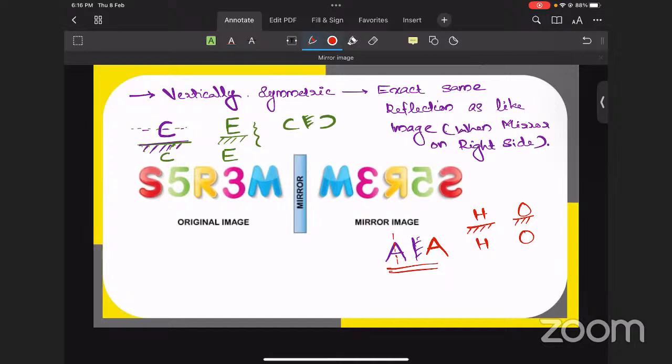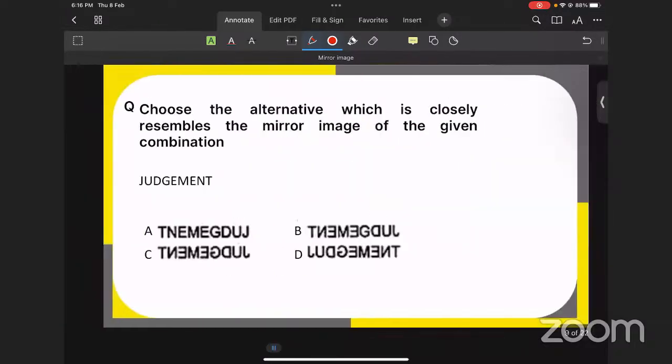So, if the mirror comes on the bottom, then horizontally symmetric things will be reflecting exactly the same. When the mirror is on the right side, then the vertically symmetric things will be reflected exactly the same. So if a usual mirror image question is coming and it simply says mirror image, simply go for mirror on the right side. And for water image questions, we are considering the mirror to be on the bottom. So now let's try this question.